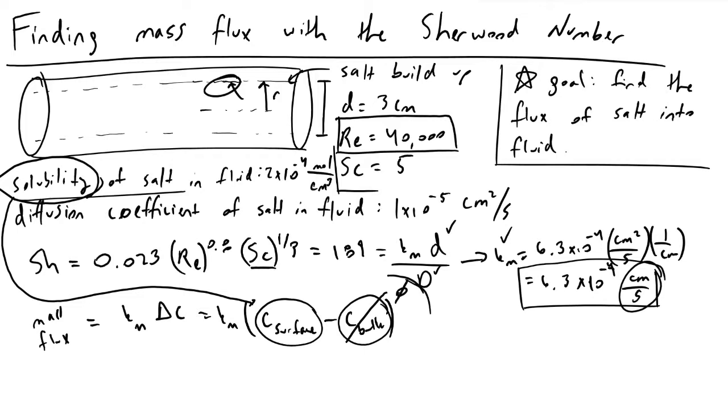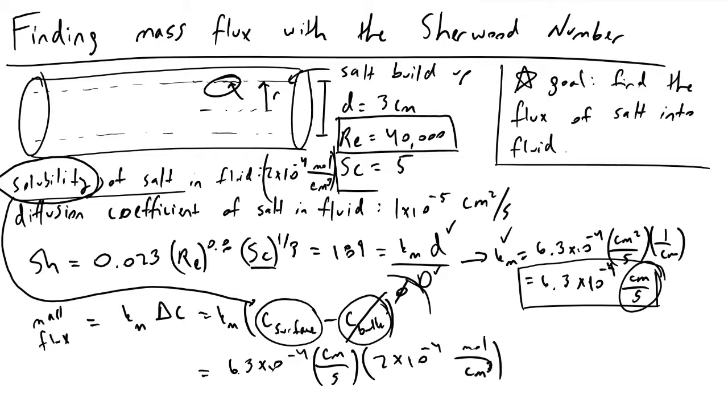And so at this point, it's really just evaluating these terms. So we know that our mass flux will be equal to Km, which was 6.3 times 10 raised to the minus 4. And then keep track of your units. We're going to have centimeters per second. And we're going to be multiplying this by our solubility, which is really our surface concentration of the salt. And this was 2 times 10 raised to the minus 4 mole per centimeter cubed.